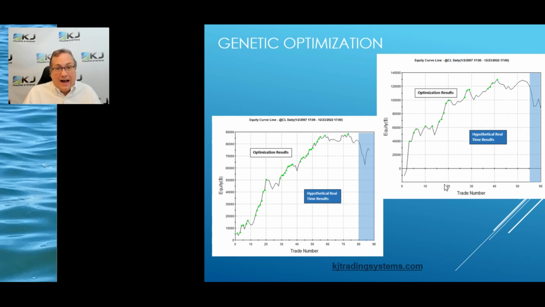So does that mean I got unlucky? Maybe. Or does it mean this is kind of how it's going to be? That's what I think. A lot of times genetic optimization is just another way to over optimize, so be careful with it. Some people think it's the holy grail. I don't use it at all in my development.